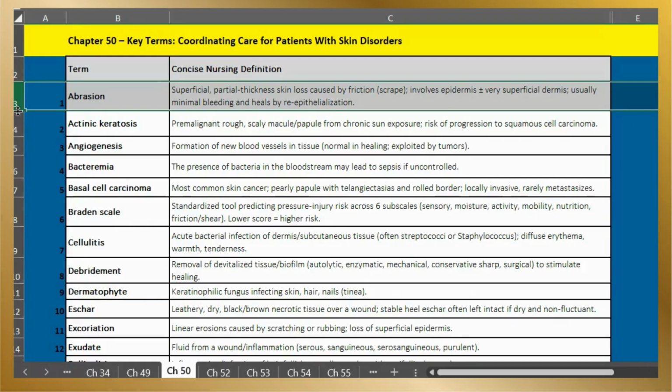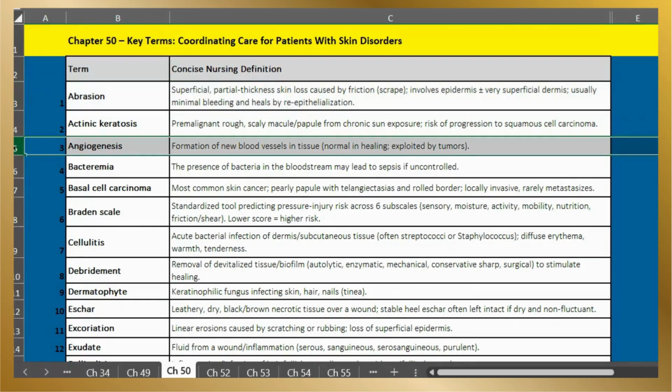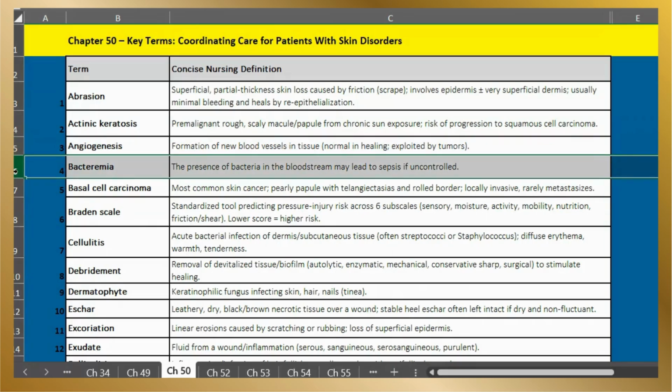Angiogenesis. Oh, I forgot to make these. Angiogenesis is the formation of new blood vessels in tissue, normal in healing, exploited by tumors. Angio is a vessel, genesis is creation. Bacteremia is the presence of bacteria in the bloodstream, may lead to sepsis if uncontrolled. So emia means in the blood.